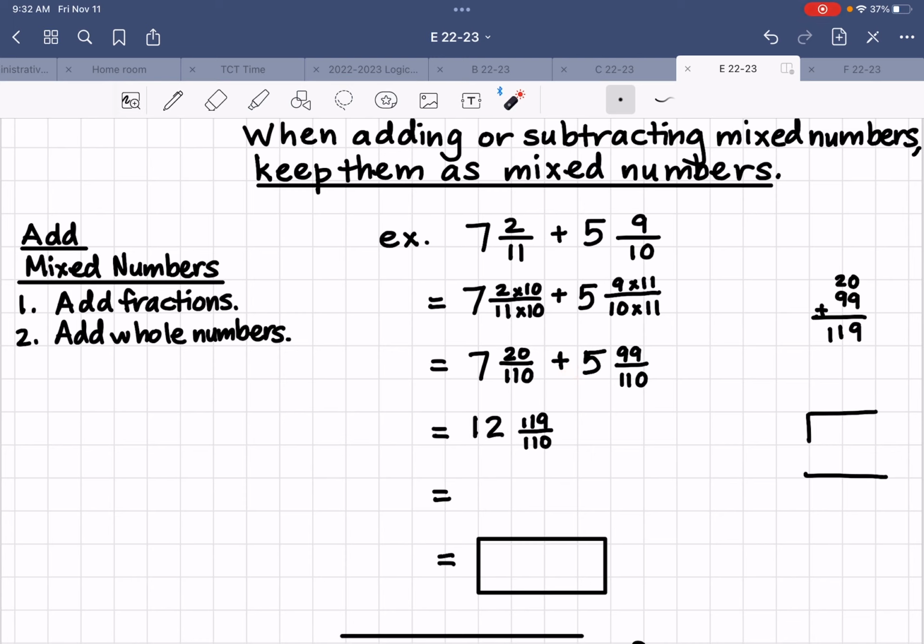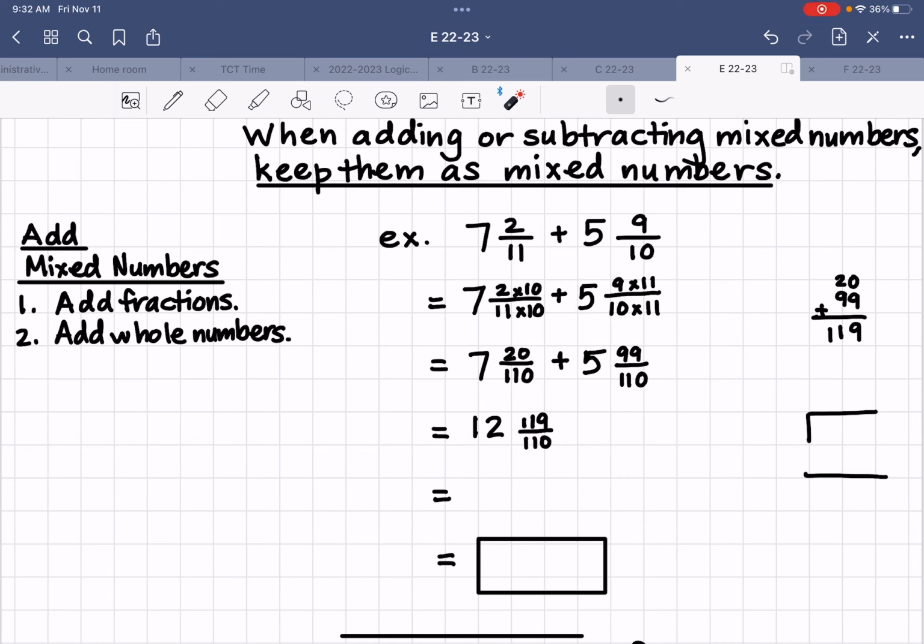All right, so I have a whole number and I have a fraction. Is this fraction a proper fraction? Is it less than 1? Is the numerator less than the denominator? No. So I have to rewrite this fraction right here as a mixed number.